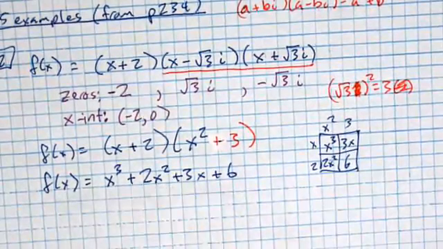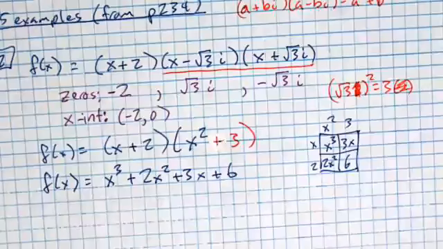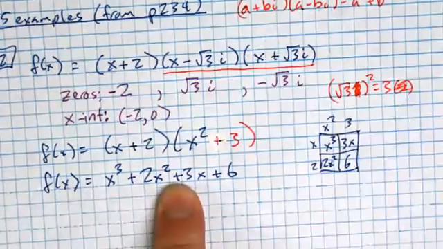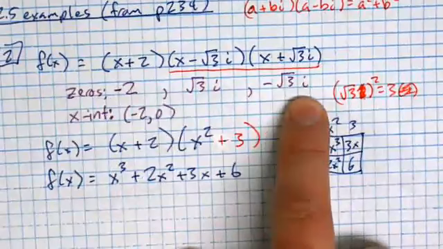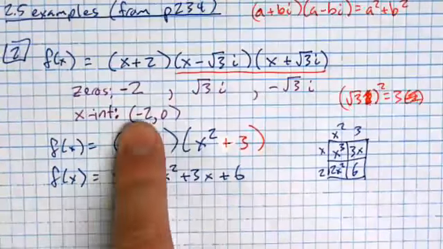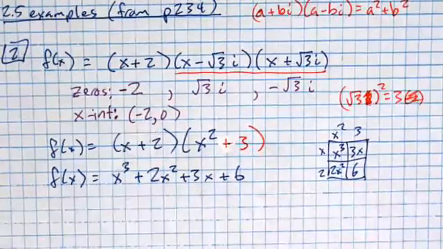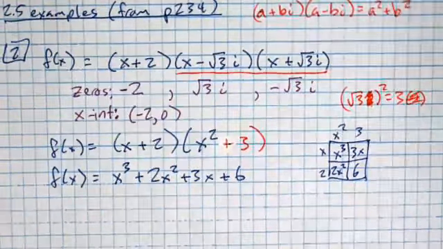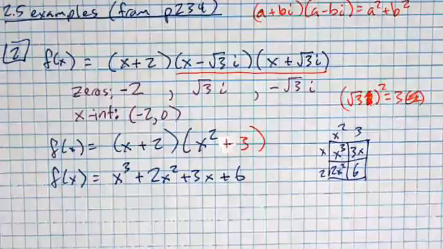Let me double check and make sure we hit all the parts of the instructions here. It said write the polynomial in standard form. Check. Identify the zeros, we have 3 of them, plus you, and find the x-intercepts of the graph. We only have one x-intercept because we only have one real zero. So I think we're good to go. Any questions on number 2? All right, let's move on.